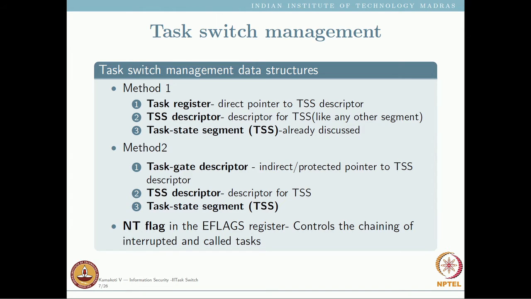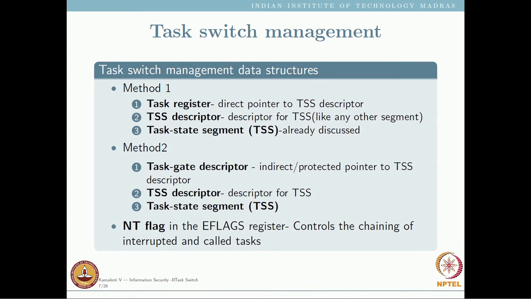The method 1 involves a task register that directly points to a TSS descriptor, and the TSS descriptor is a descriptor for a TSS, and that will point to a TSS, and I get the EIP, which is the next instruction to be executed. In the method 2, I go to a task gate descriptor, which is an indirect pointer to the TSS descriptor, and from there I go to the TSS descriptor, and from there I go to the task state segment. Okay. So, these two methods do exist, while the second method is introduced to get more security than the first method.